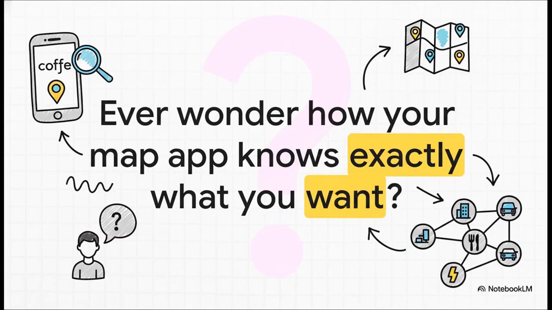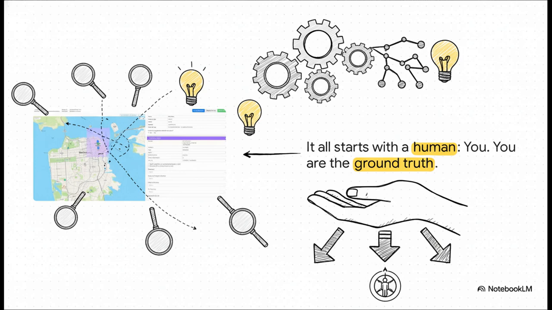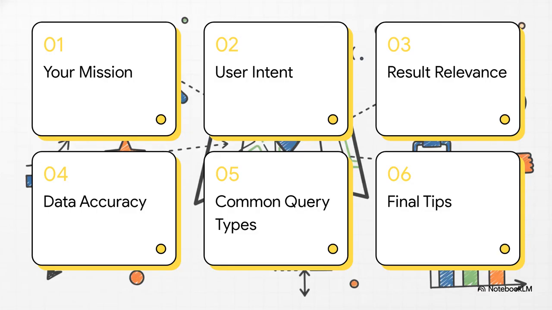You type in some misspelled business name or something kind of vague like coffee near me, and poof, somehow it just figures it out. So, how does it do that? Well, the secret isn't just a bunch of fancy algorithms. That's the secret sauce, right there. It's people. It's skilled evaluators, just like you, who bring that critical human judgment into the mix. You're basically the ground truth that teaches the entire system what a good result actually looks like to a real person.